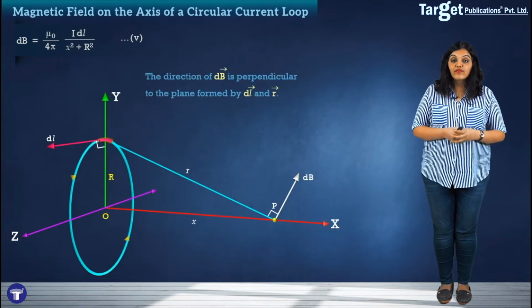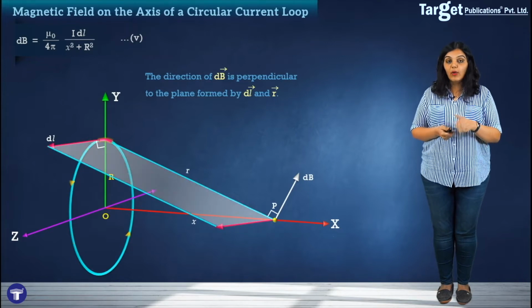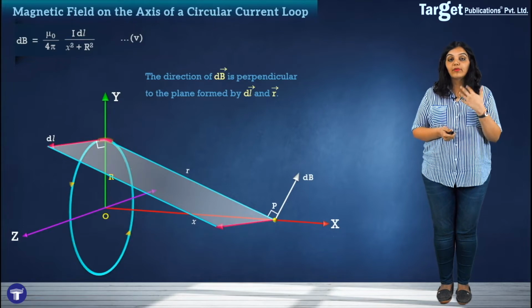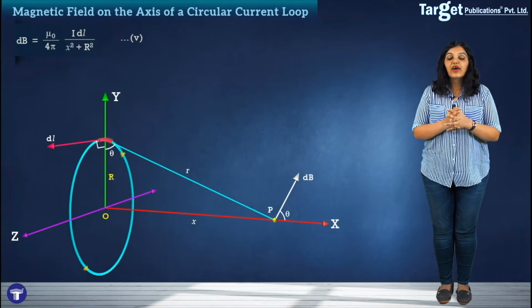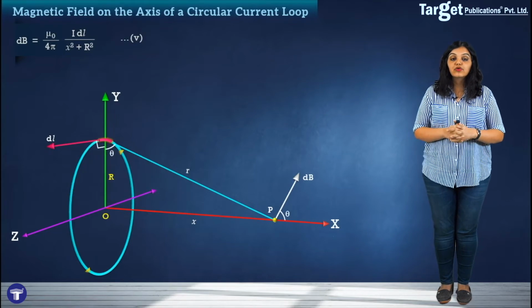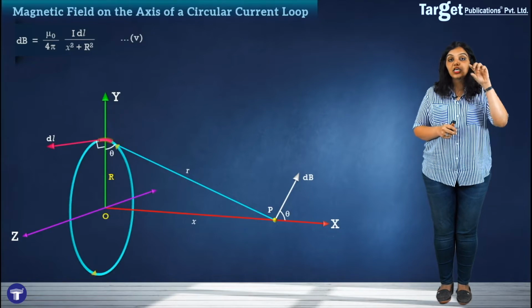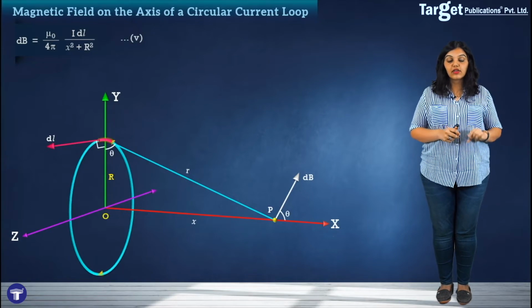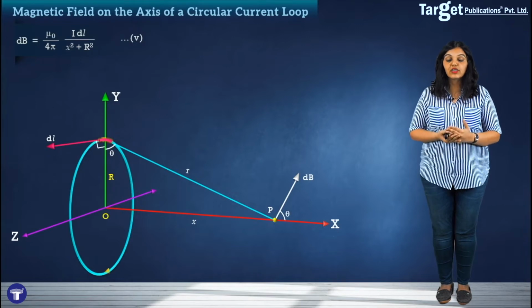Now the direction of dB, as we saw from the vector product, is perpendicular to the plane created by dl and r, and this is obvious because dB is formed by the vector product of dl and r. Now what I want to do is find the magnetic field at point P due to the circular current loop, and therefore I'll have to add up the magnetic field due to all the elements of the circular current loop. But what we're going to do is take advantage of the symmetry of the current loop.